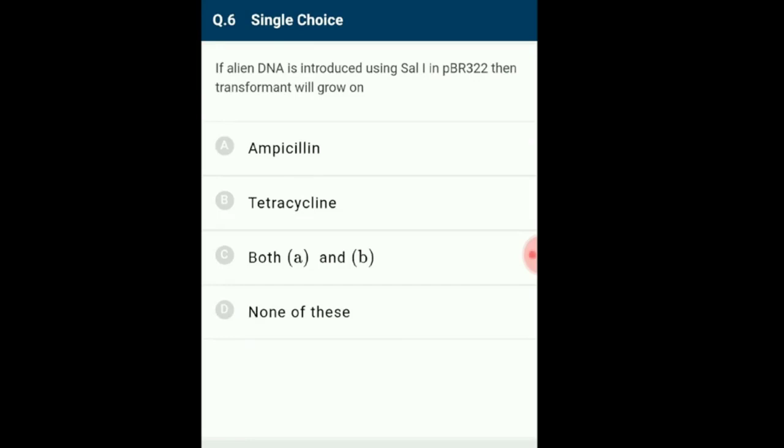Question number 6. If alien DNA is introduced using SalI in pBR322, then transformants will grow on. The SalI restriction site is present in the tetracycline resistance gene. If foreign DNA is inserted in the SalI site, then the transformant will lose tetracycline resistance due to the insertional inactivation of the tetracycline gene with the insertion of the foreign DNA. The ampicillin resistance gene will be active, hence the transformants will grow on ampicillin containing media. So the answer for this question is option A, ampicillin.